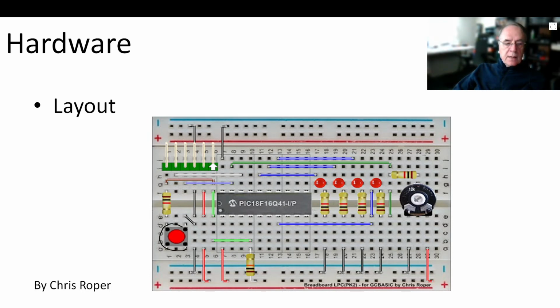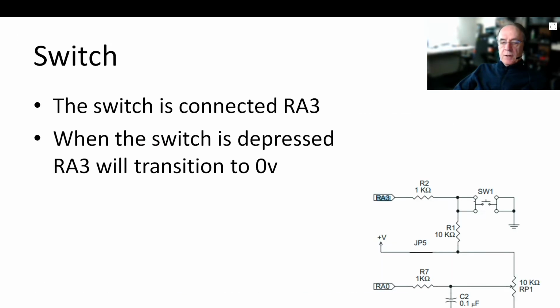We have a switch here, and that is connected through this resistor around to RA3, and RA3 is pulled high onto the 5-volt rail here. And this is quite a common layout, but I've given you a detail of this layout on the next slide. So RA3 is connected to that switch, and when you press that switch, RA3 will transition to 0. So in a normal state, it's pulled high.